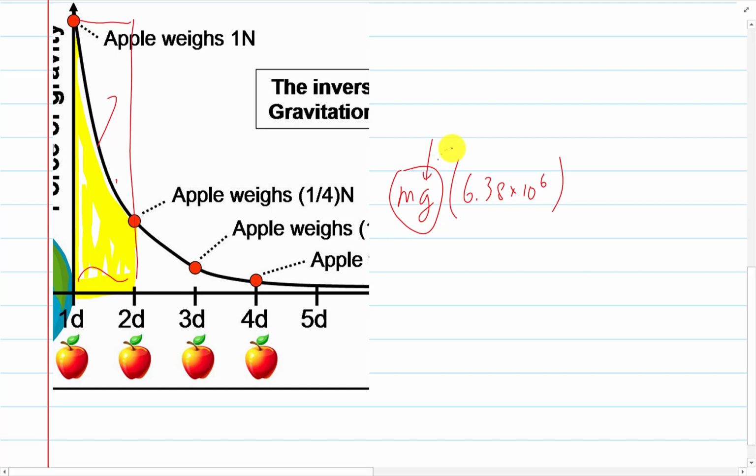Because G changes. And G is just Gm over R squared. And that's why it changes. The R changes significantly. So how do you do it? Well, let's just understand how to do that.